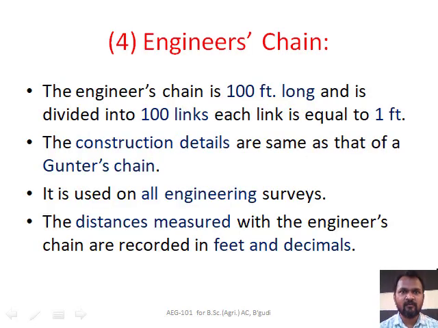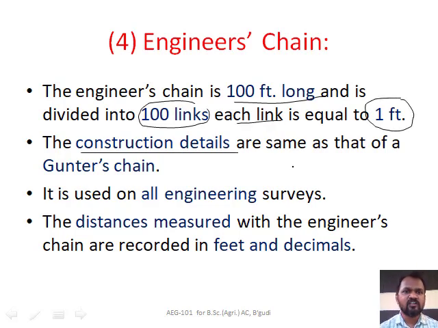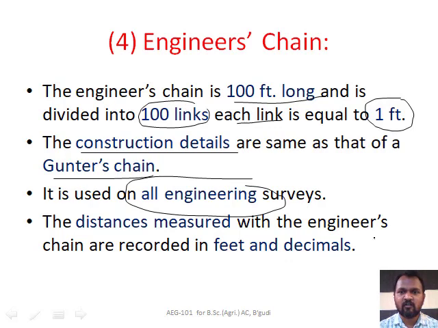Then the next chain, the engineer chain. This engineer chain is usually 100 feet long and is divided into 100 links. Each link is equal to 1 foot. The construction details of the engineer chain are the same as the Gunter chain. It is also used in all engineering surveys. The distance measured with the engineer chain is recorded in feet and decimals.